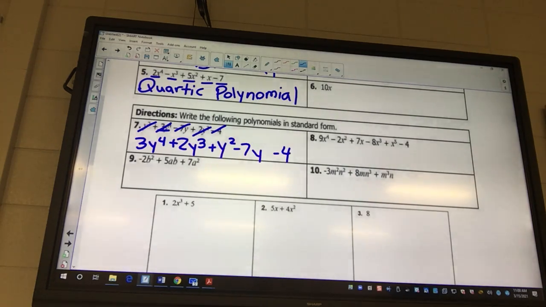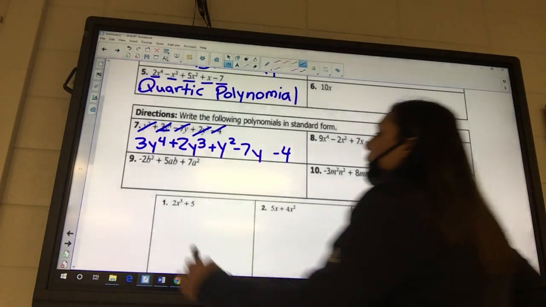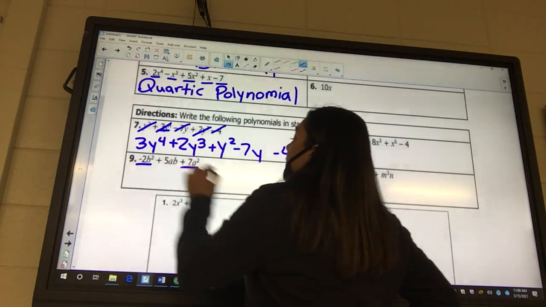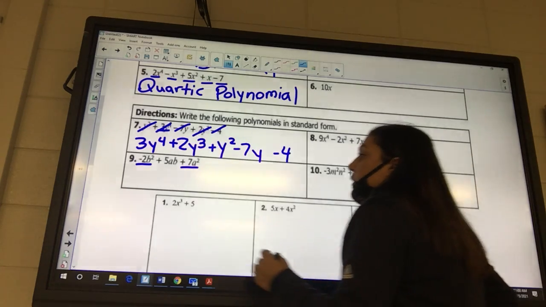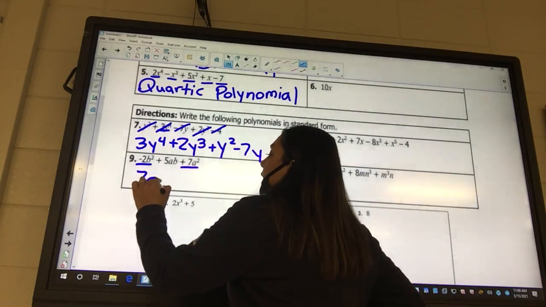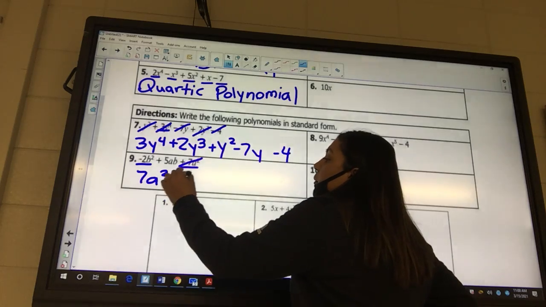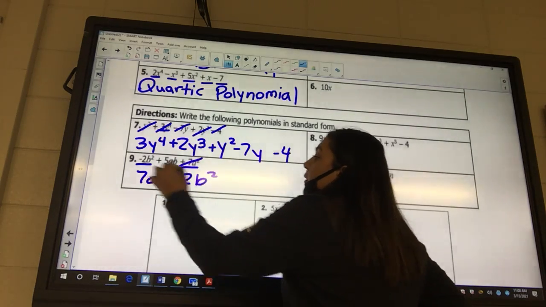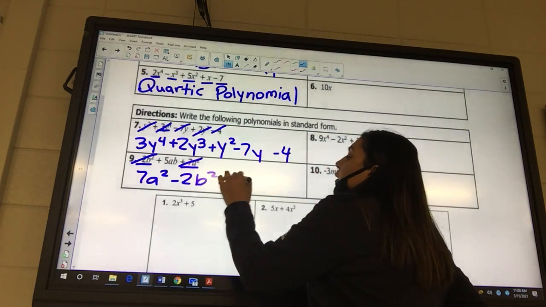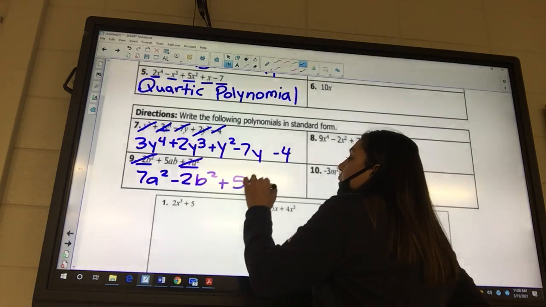Okay, look at the next one. What's the highest exponent? 2. So which one are we going to do first, the negative 2b or the 7a? 7a to the 2. Then what comes next? Minus 2b squared, plus 5ab.